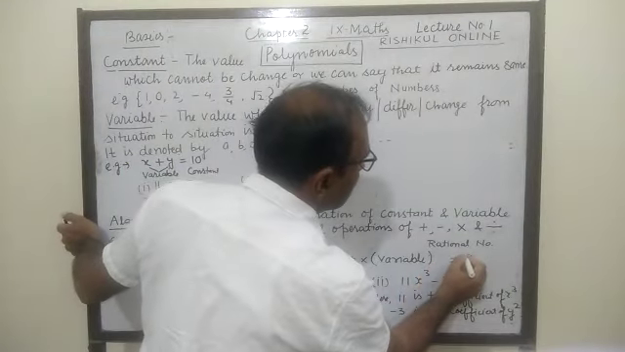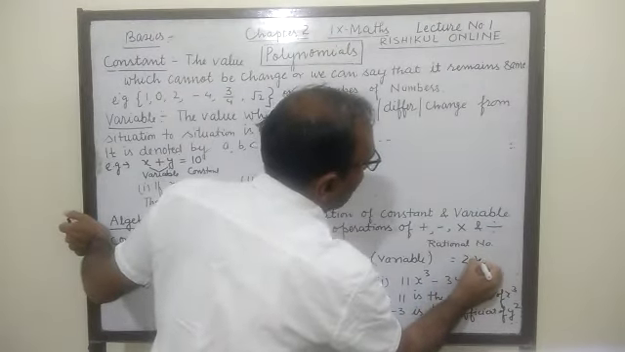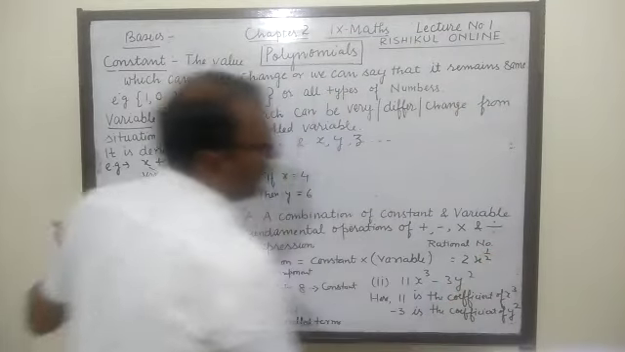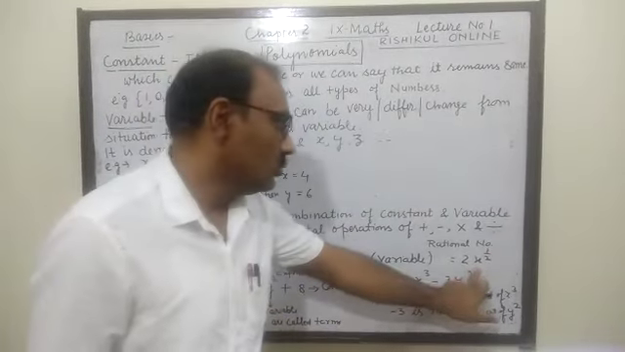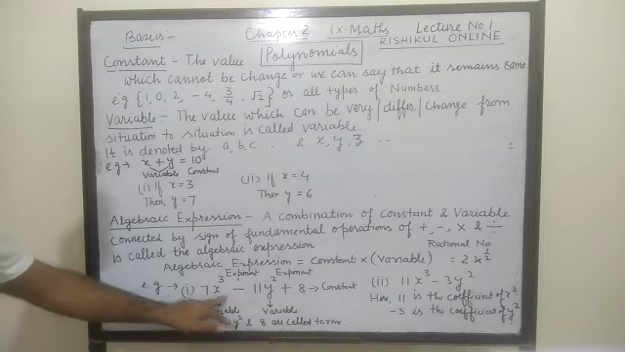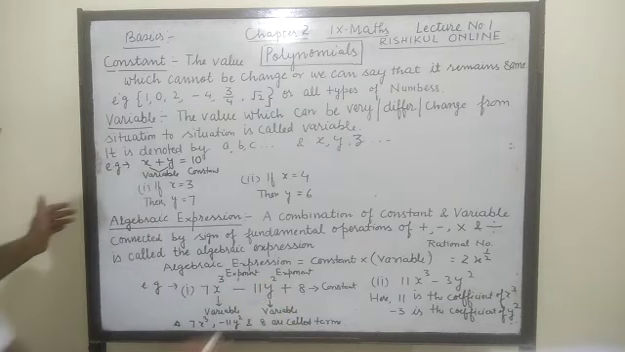You can see like this. Constant, suppose you take 2, then variable you take x, and rational number may be 1/2. So this 2 into x to the power 1/2 is an algebraic expression. For example, 7x to the power 3 minus 11y to the power 2 plus 8. The 8 is a constant.